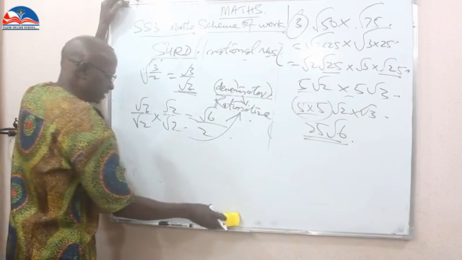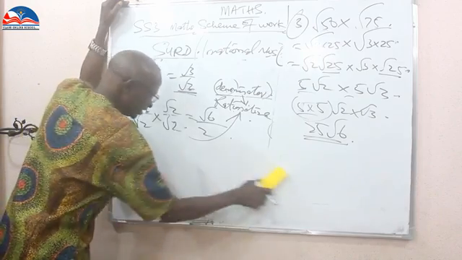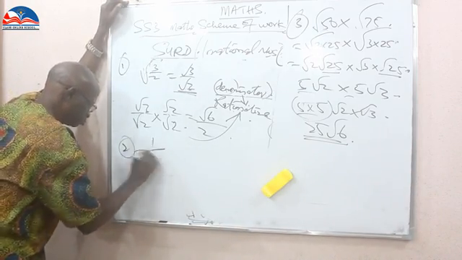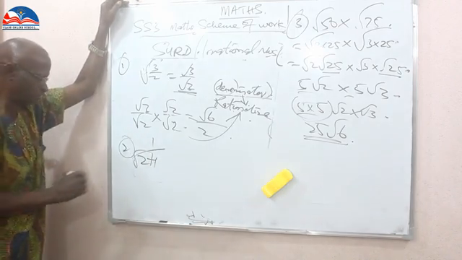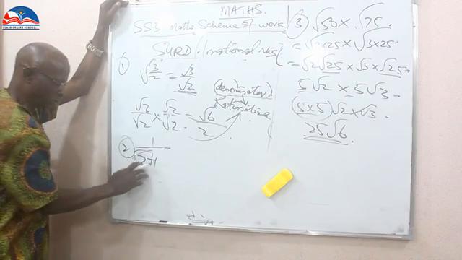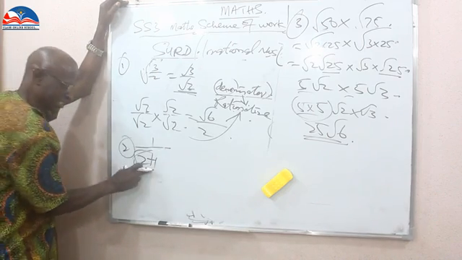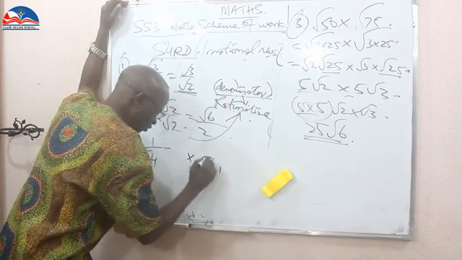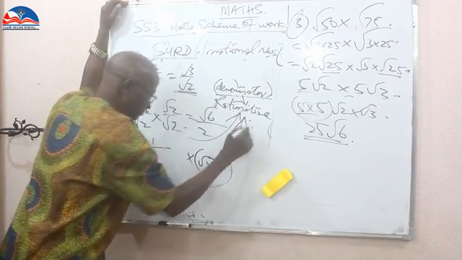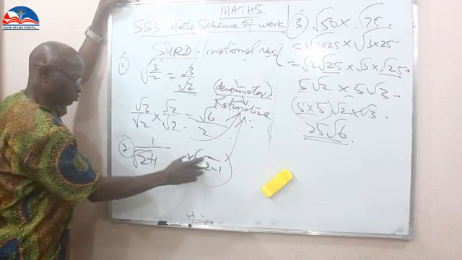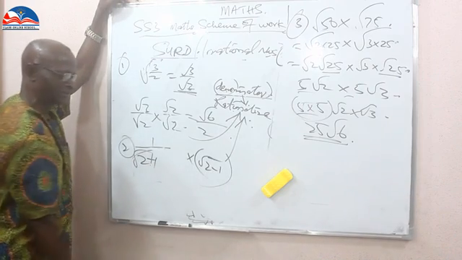Now, what about this one? There's 1 over root 2 plus 1. What do you do? 1 over root 2 plus 1: conjugate it, rationalize it. The way to rationalize it is to multiply by root 2 minus 1. That's how you rationalize root 2 plus 1: its conjugate is root 2 minus 1.